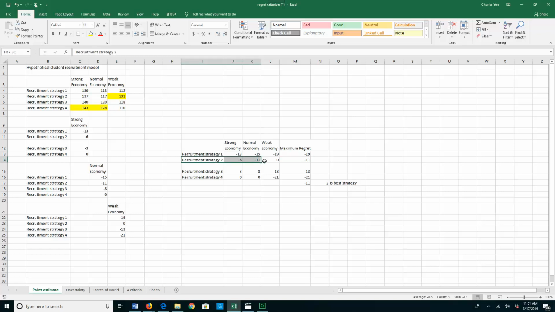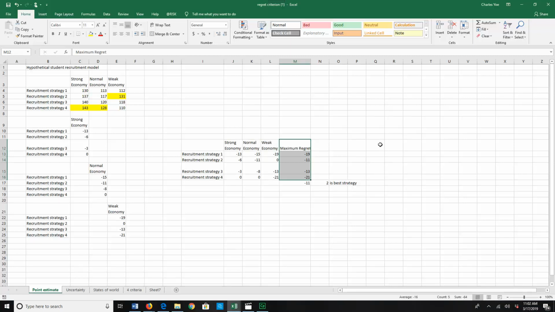If we pick strategy 2, our maximum regret is 11. If we pick strategy 3, our maximum regret is minus 13. And for strategy 4, our maximum regret is minus 21. So we've taken the values in the regret matrix and calculated a new column called maximum regret. Now we're going to look at this and we're going to say strategy 1 could cause us to regret the loss of 19 students, strategy 2, 11, strategy 3, 13, and strategy 4, 21.